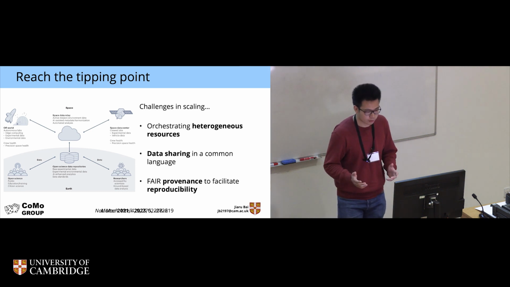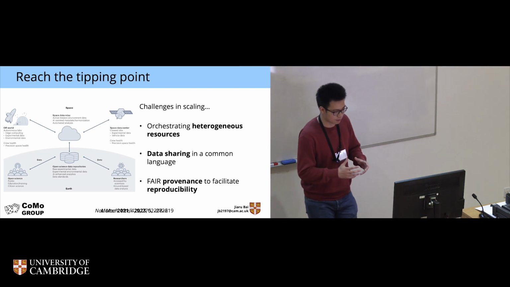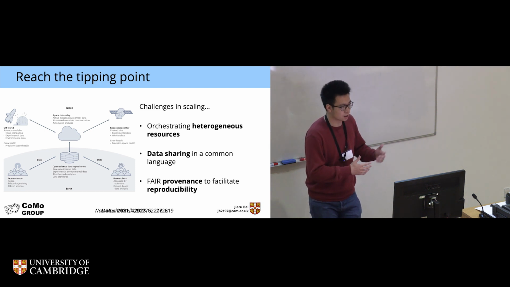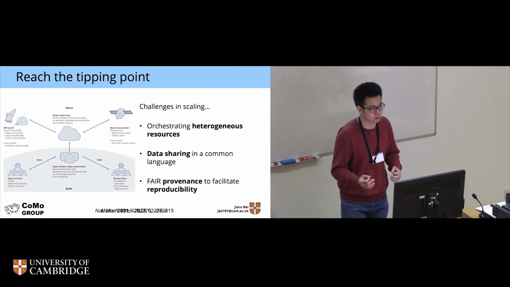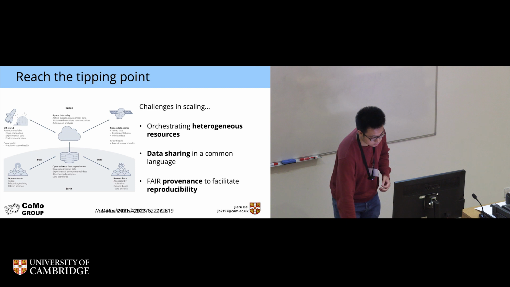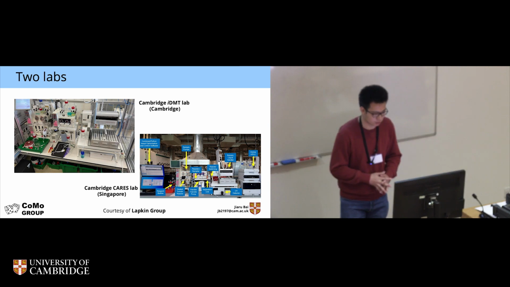Also, we want to make sure that everything is FAIR, so that we have a record of what exactly was done step by step, so that it can be reproduced in other groups. This really reinforces the robustness of scientific discoveries. Hopefully, with this work, we would like to show some proof of concept to address these challenges.